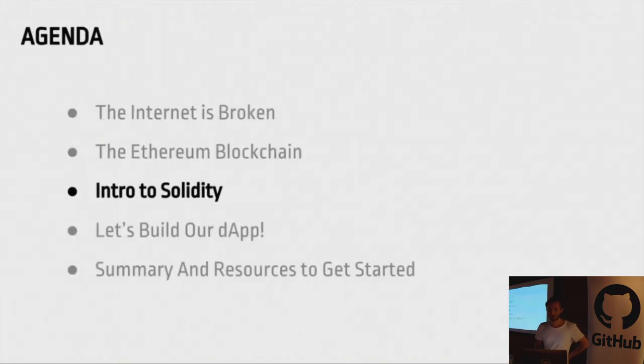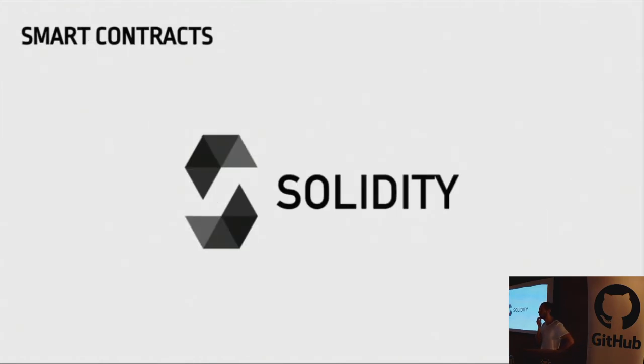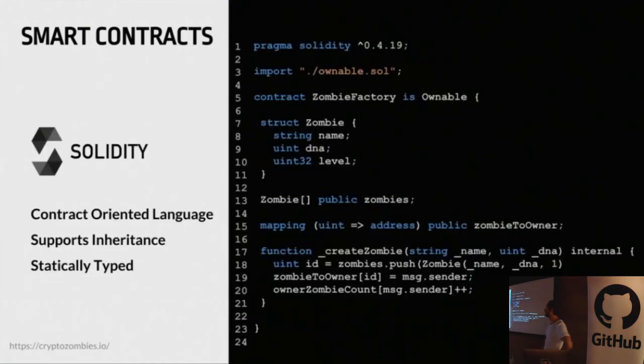Okay, so now let's write a smart contract. How do we do that? We use the language called Solidity. Solidity was created by the guys behind Ethereum. It is a language specifically designed to write smart contracts for the Ethereum blockchain. This is the syntax, how it looks like.